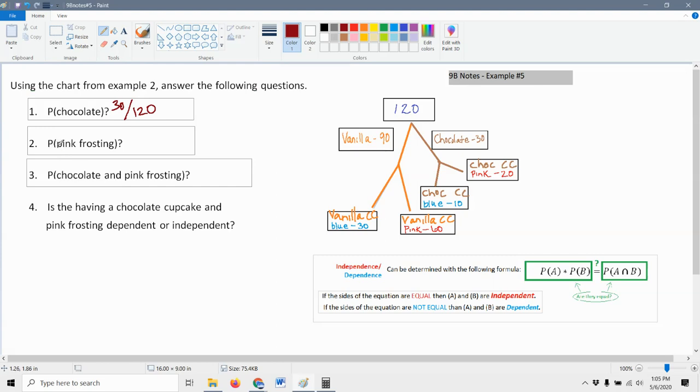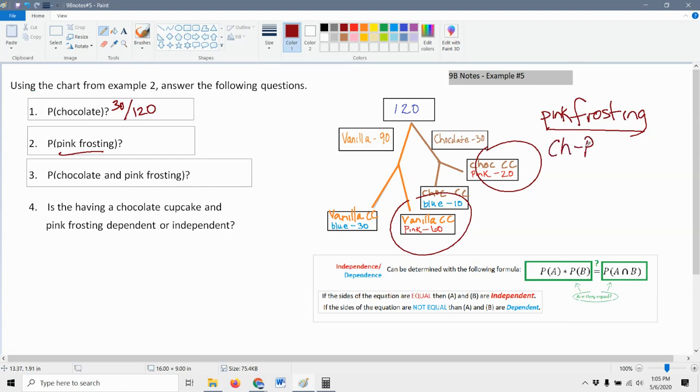What about the probability of pink frosting? Well, we don't have a pink frosting branch like we did with the chocolate. So we need to make our own pink frosting category. So let's look at what parts of our data represent pink frosting. Well, the only parts of our data that represent pink frosting are these two. We have some chocolate with pink frosting and some vanilla with pink frosting.